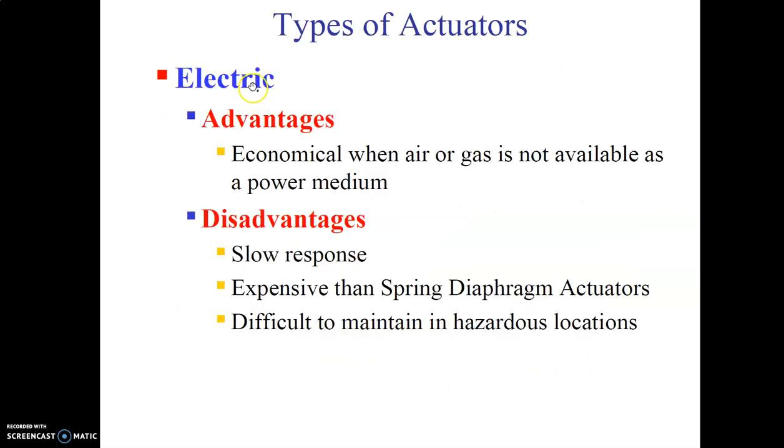What are the advantages of electrical? So in remote locations where it is difficult to carry air and gas, then we can go for electrical actuators. But disadvantages that it gives slow response because the force generated is less, more expensive, and it is not used in hazardous area because there can be sparking and the atmosphere can catch fire.